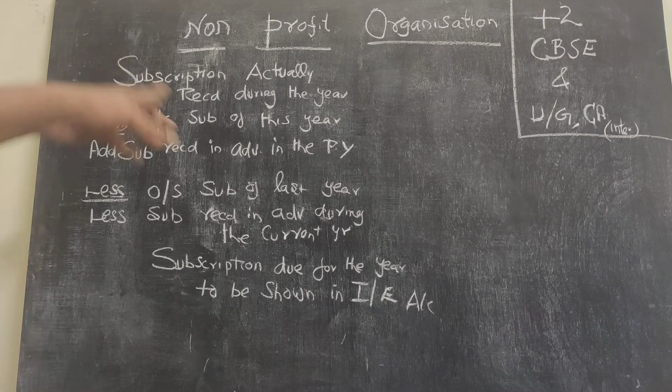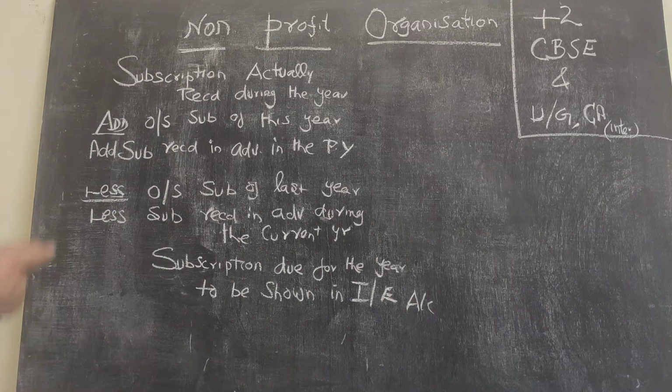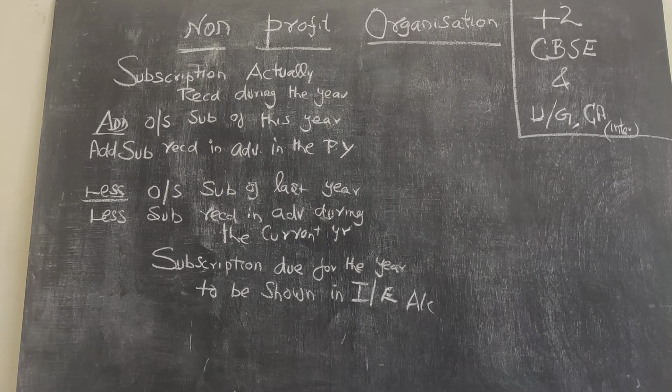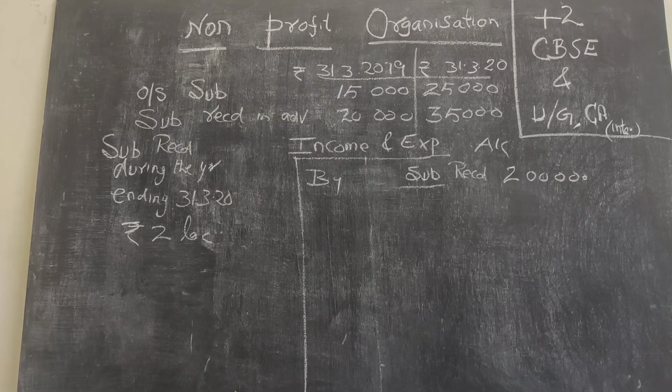I am going to explain some problems to make you understand how much amount to be shown in income and expenditure account. Now we will see the first problem.